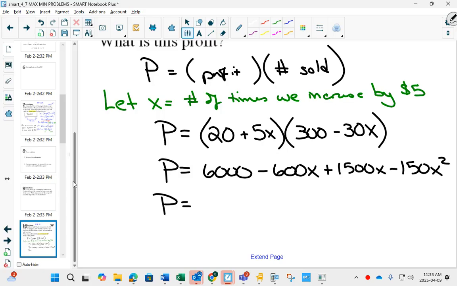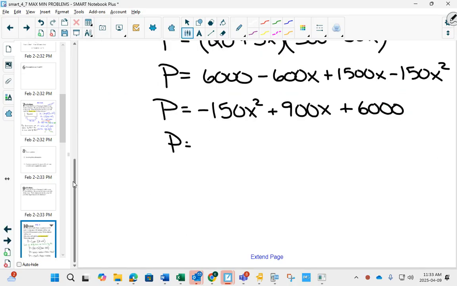If I rewrite this, combine my like terms, I'll put the x squared first. Minus 600 plus 1,500 is plus 900x, plus 6,000. Seems like big numbers, but you're going to find it's actually not too bad, even without a calculator.